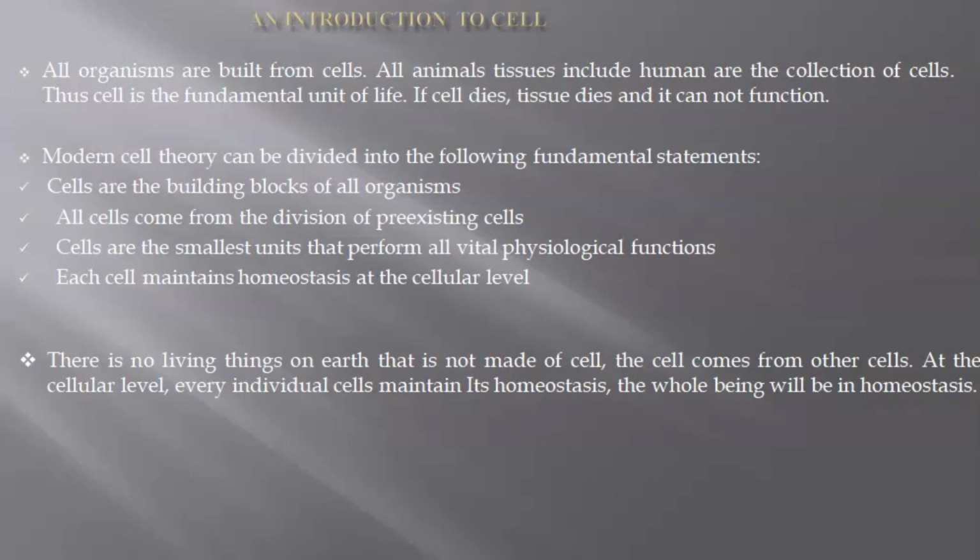Statement number 2. All cells come from the division of pre-existing cells. Cells are the smallest unit that perform all vital physiological functions. As small as a cell is, it is able to maintain and perform all its physiological functions on its own. There are millions of cells in the body, but each cell functions within itself, different from other cells. And so each cell maintains homeostasis at the cellular level. There is balancing within the cell.